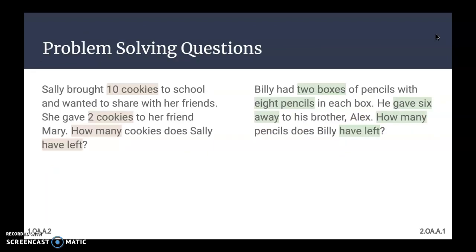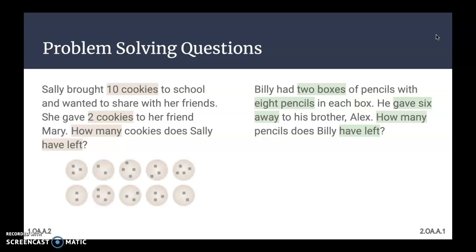Referring back to the 1st grade standards, teachers should keep in mind their students need to practice more word problems. An example we have is Sally brought 10 cookies to school and she wanted to share with her friends. She gave 2 cookies to her friend, Mary. How many cookies does Sally have left? And she'll have 8 cookies. This will help them as they get older and read more complex word problems.